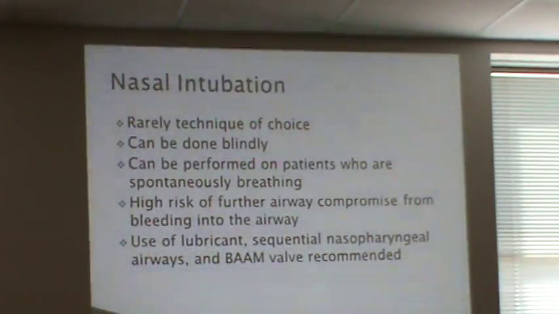So we want to have lots of lubricant, maybe use of sequential nasopharyngeal airways, and utilization of a BAAM valve. I don't know if you all are familiar with that. It's a small whistle that fits on the end of the endotracheal tube and makes a different tone for inspiration and expiration. You always want to direct your tube through the glottic opening when you hear that whistle loud and you hear the inspiratory whistle. And that'll help you get into place.